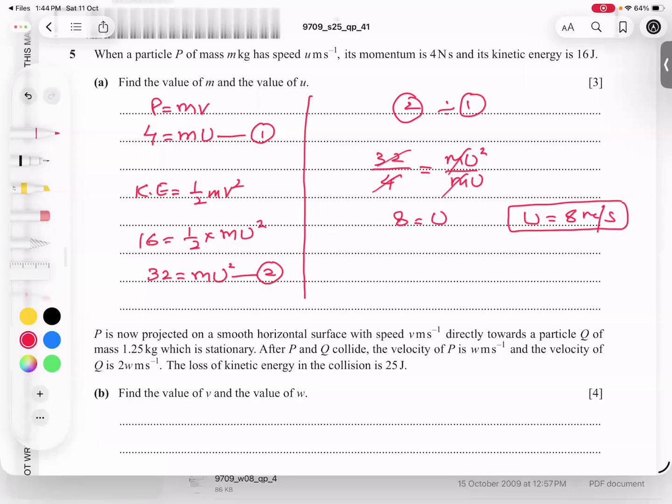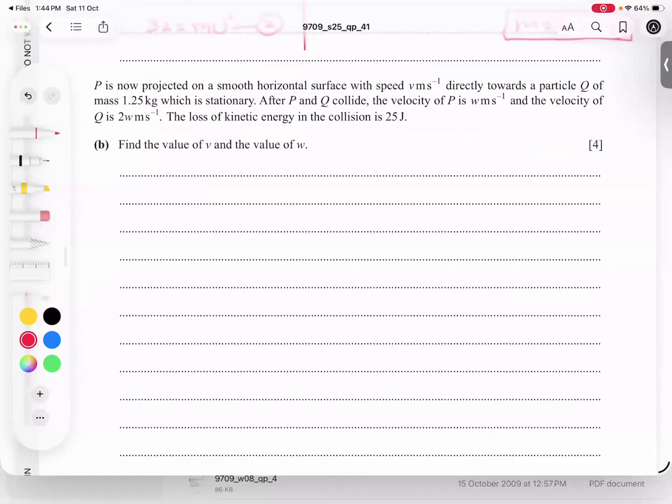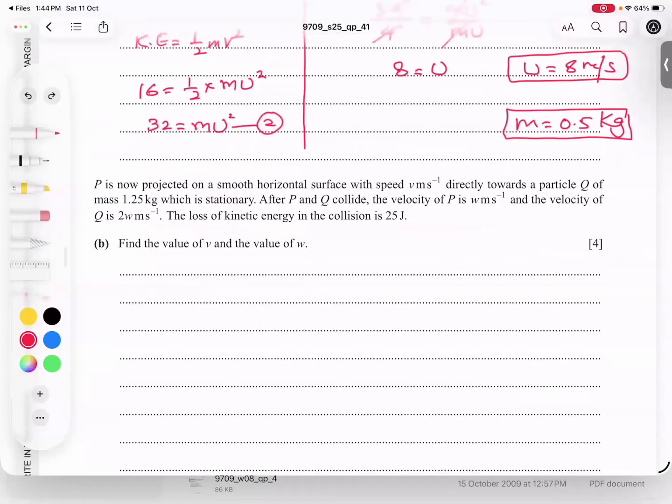Now I can plug in this 8 here, and I get mass equal to half kilogram. So part number B. P is now the same particle, so the same mass, 0.5. It is thrown on a smooth surface, which means no friction, with speed v towards particle Q of mass 1.25, which is stationary. It means two particles are there, one this particle and one this particle.